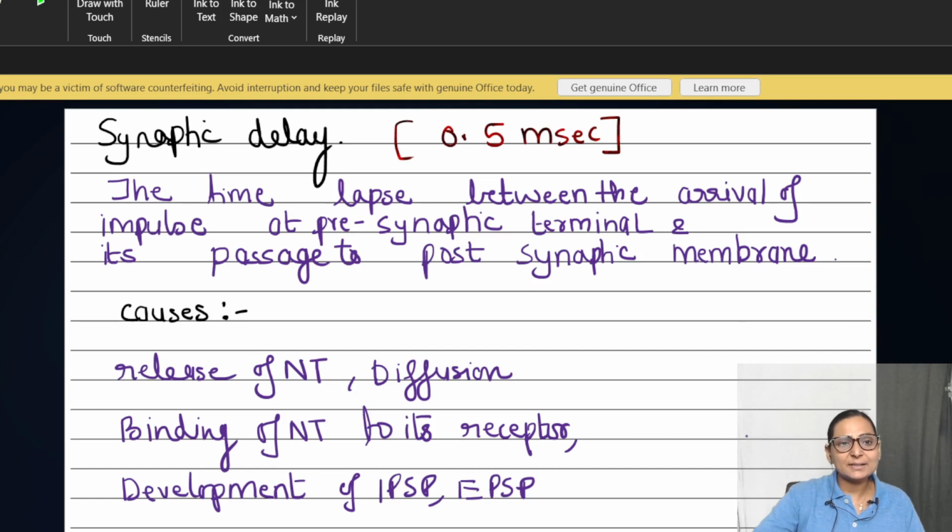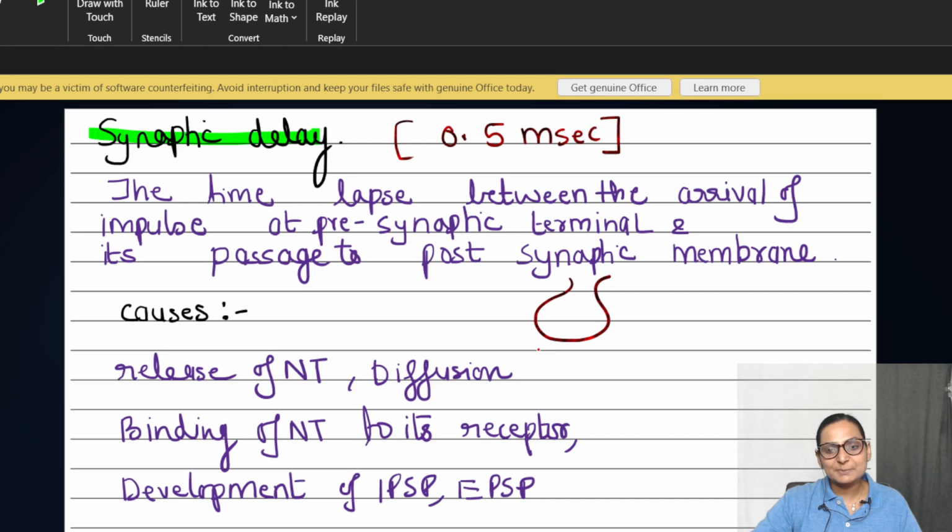The second very significant property is what is called as the synaptic delay. So what is the synaptic delay? It is the time lapse between the arrival of impulse at the presynaptic terminal to its passage in the postsynaptic terminal.